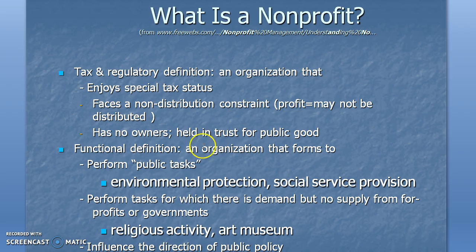So the functional definition is that an organization exists to perform public tasks, things like environmental protection or social services. Most of us work in nonprofit organizations. And it may also be that they exist where there are tasks for which there is a demand, but no for-profit organization or government should or can have a role in it, such as many religious institutions. And very often in the news these days are organizations that exist to affect and direct public policy. Next slide.